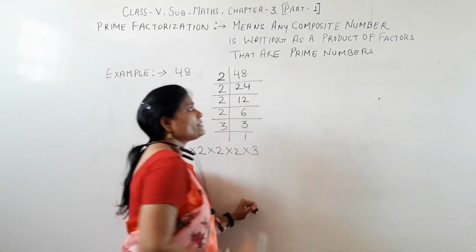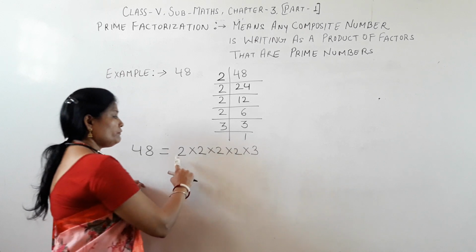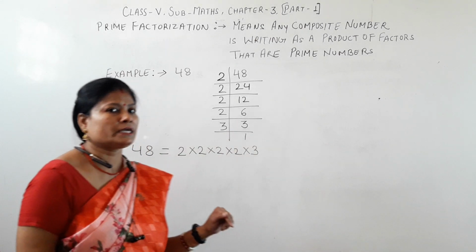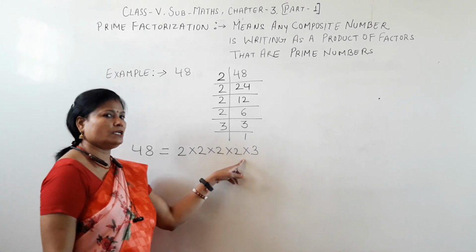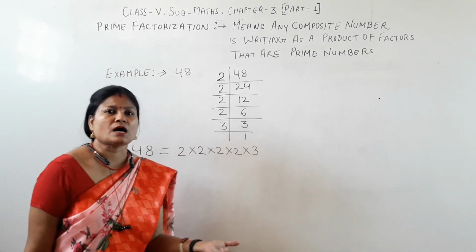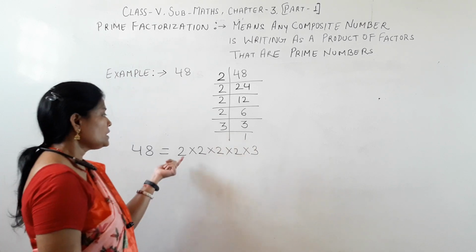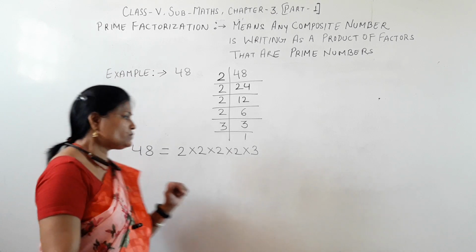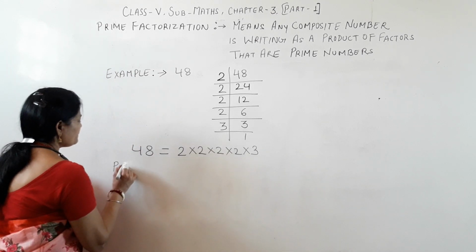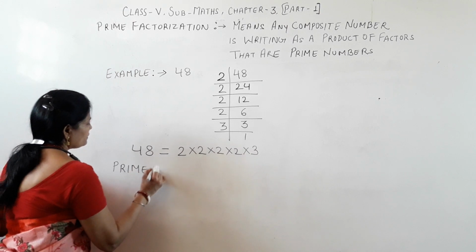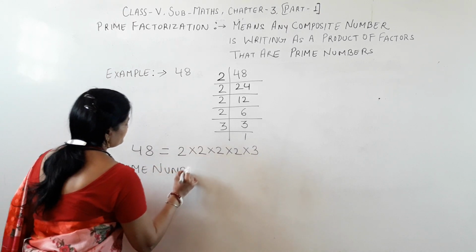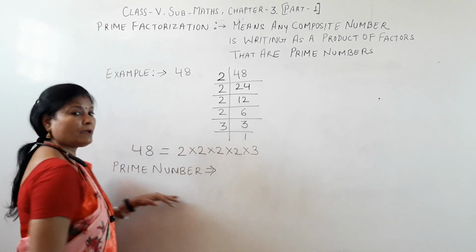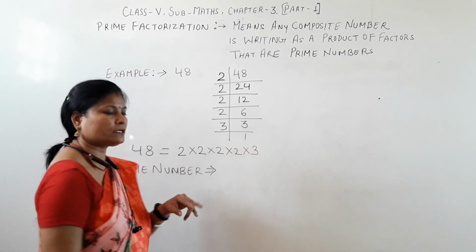What do you mean by prime numbers? If I want to divide these numbers into smaller numbers, we can't. 2 and 3, both numbers are prime numbers. Why? Because they can be divided only by the number itself and 1. What do you mean by prime number? A prime number has only two factors.